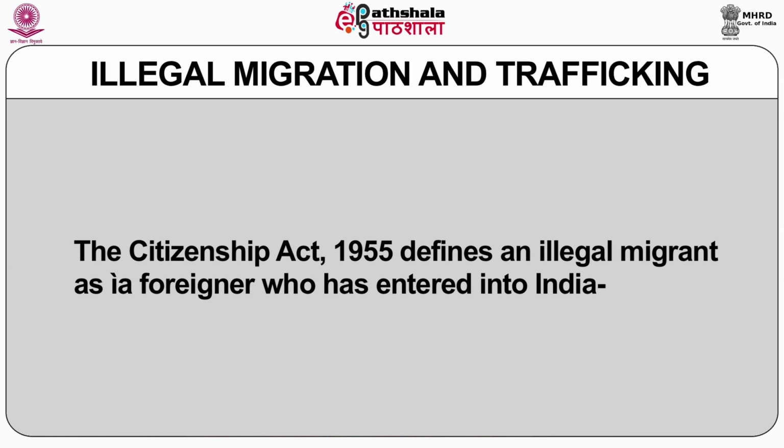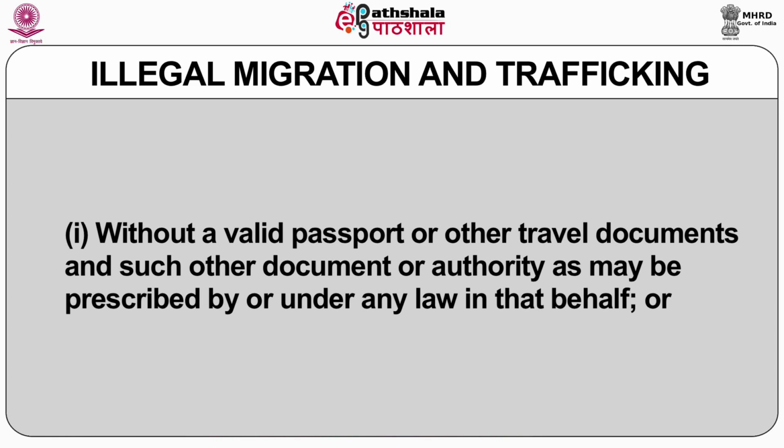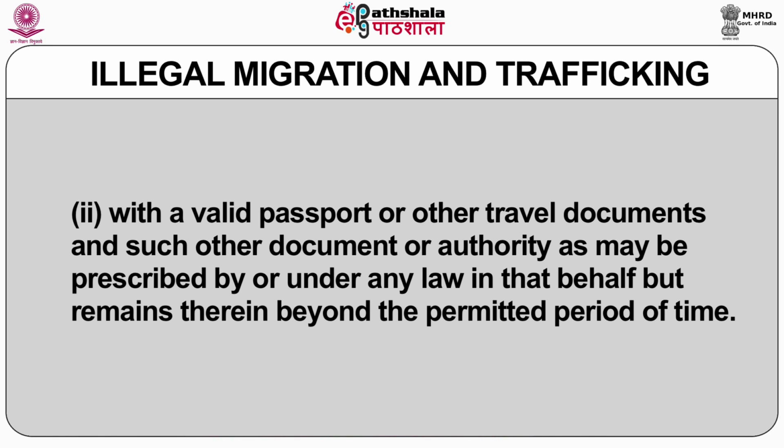The Citizenship Act 1955 defines an illegal migrant as a foreigner who has entered into India, number 1, without a valid passport or other travel documents, and such other document or authority as may be prescribed by or under any law in that behalf, or number 2, with a valid passport or other travel documents and such other document or authority as may be prescribed by or under any law in that behalf, but remains therein beyond the permitted period of time.